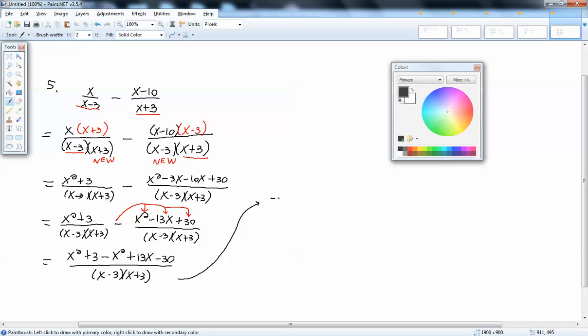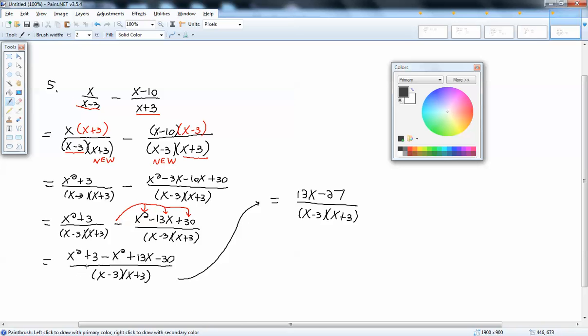Okay, let's combine together like terms. X squared minus X squared drops away, so we got 13X, and 3 minus 30 gives us negative 27, over X minus 3, X plus 3.